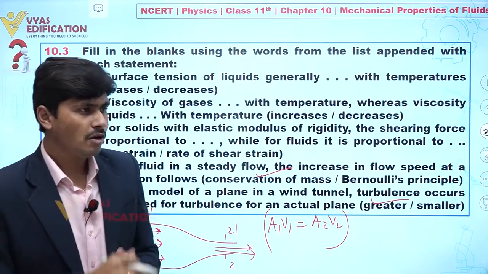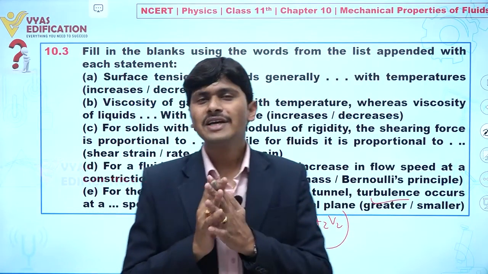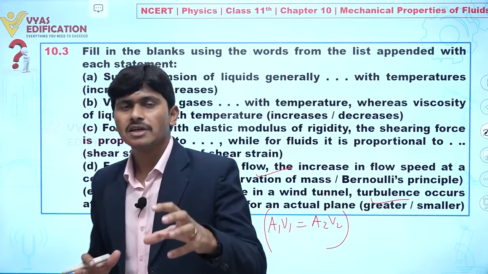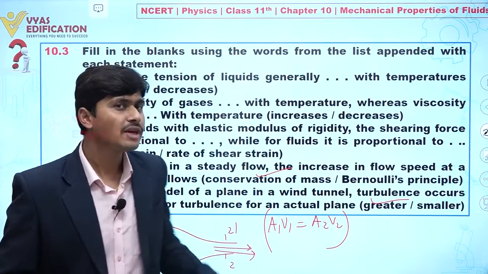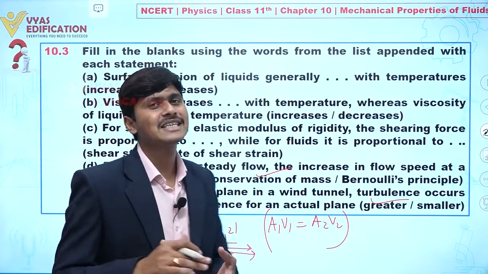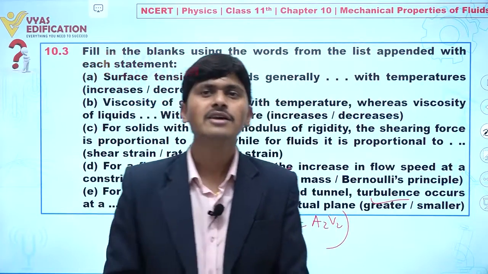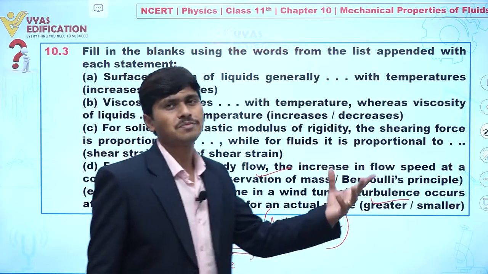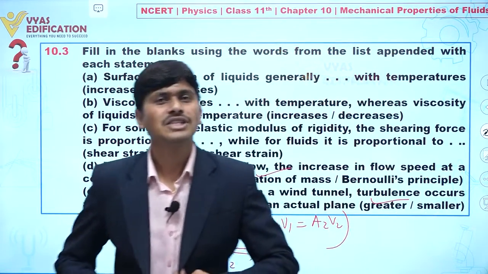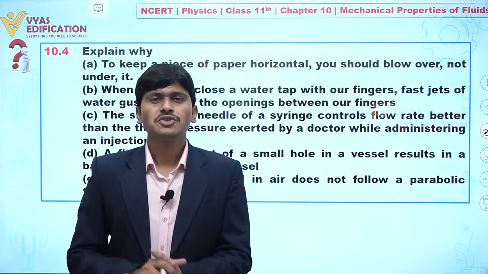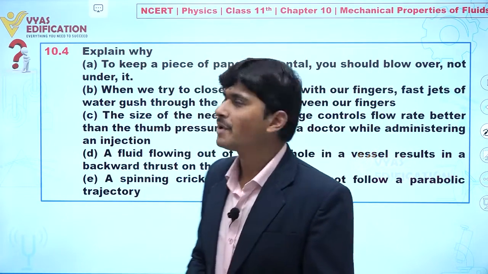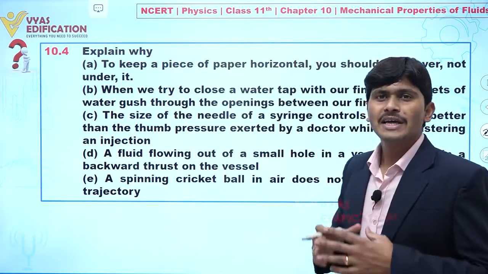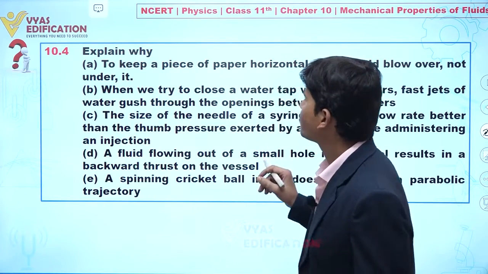Why is this? Because if our model can sustain a greater turbulence, definitely it can sustain it at a certain height also. That's why turbulence occurs at a greater speed compared to the actual situation of a plane. So this is all about this question. Now students, we are going to discuss question number 10.4, and in this question it is given, explain why.